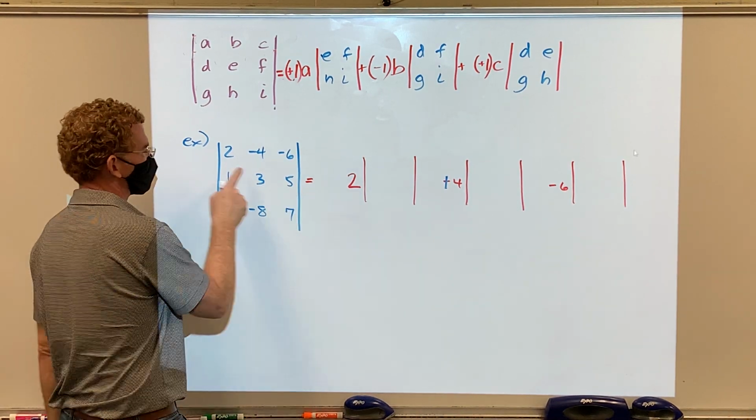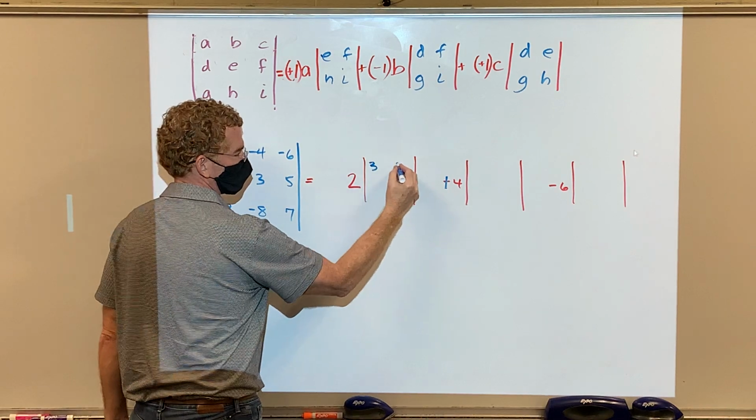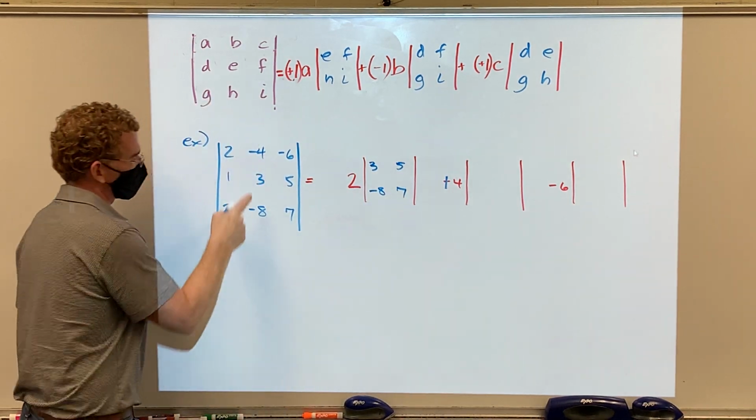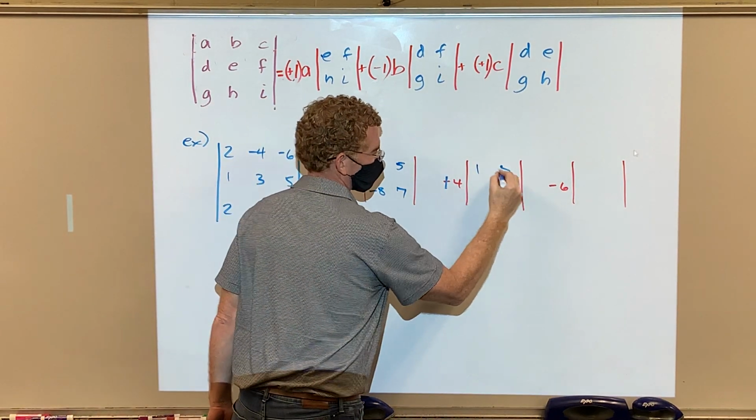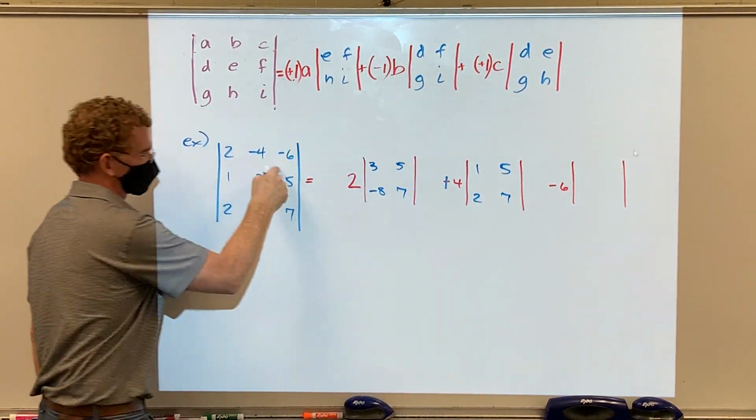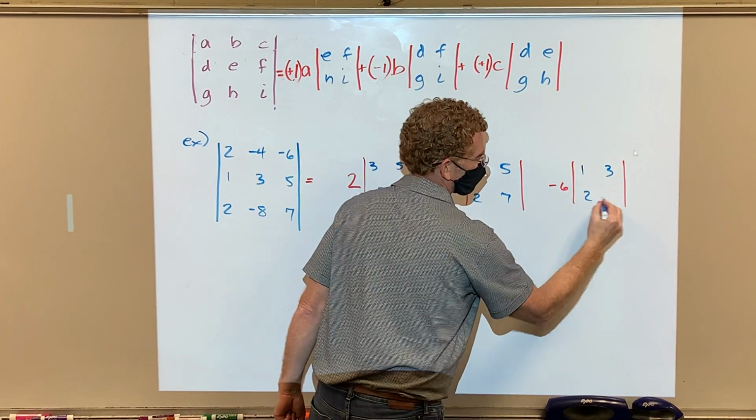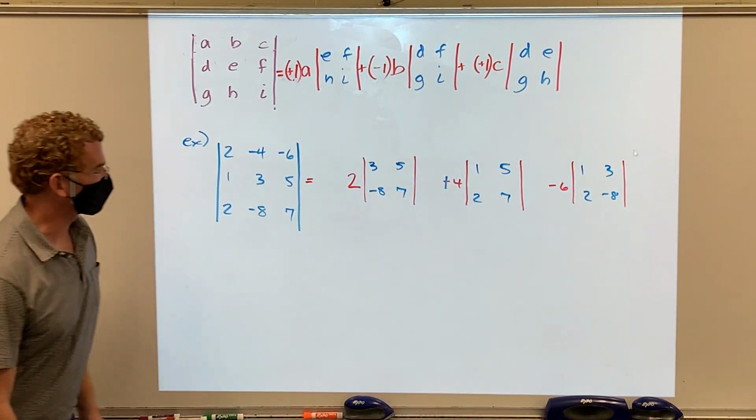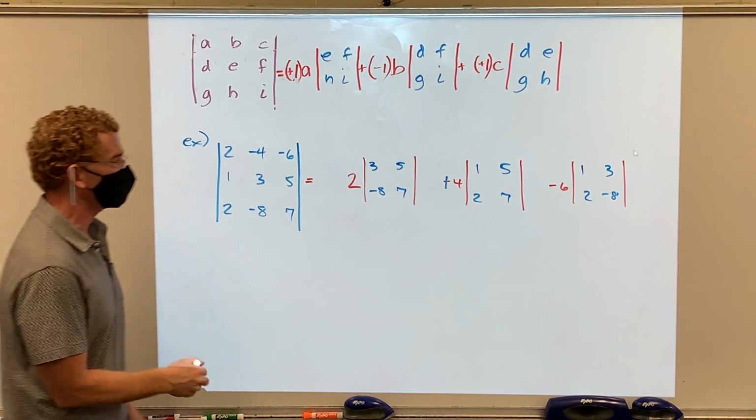What's the minor of the 2? 3, 5, negative 8, 7. What's the minor of the negative 4? 1, 5, 2, 7. What's the minor of the negative 6? Now, if you're looking at this right now and going, this is way more work, hold on. If I did it this way, it might be.